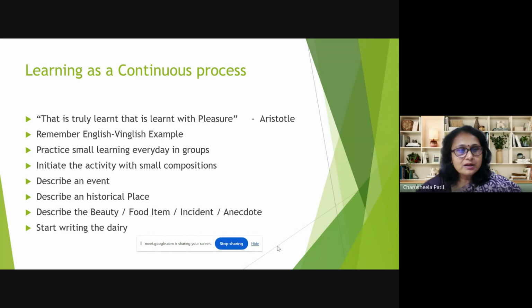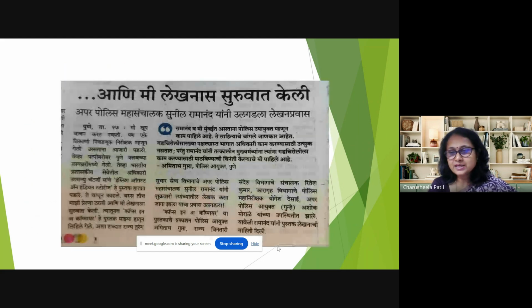I'm now moving towards something I observed, that learning is a continuous process. We all know that writing is something concrete, and especially we English language teachers know LSRW.